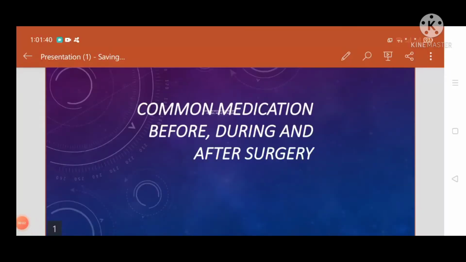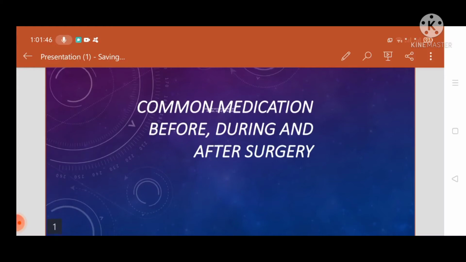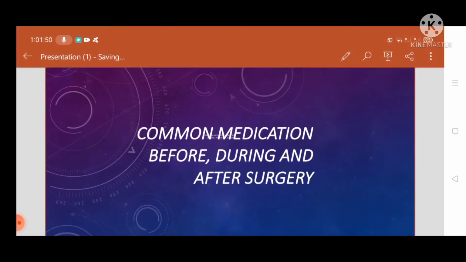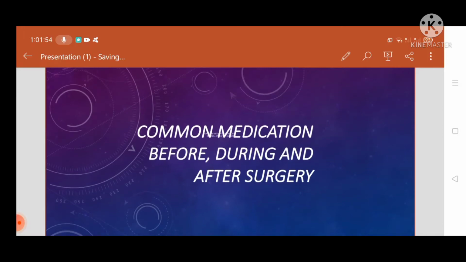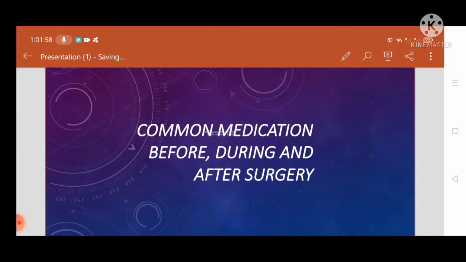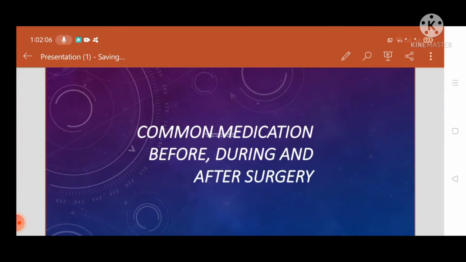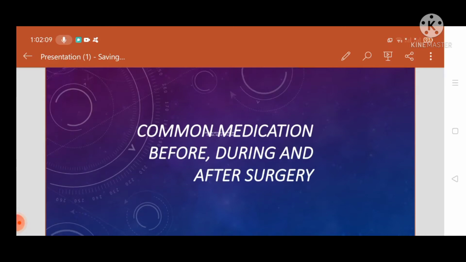This is Juboy Laton Apaw, and I will discuss to you the common medication before, during, and after surgery. The drugs commonly used before, during, and after surgical procedures vary widely from patient to patient. This is because the specific drugs you receive are based on the type of surgery you are having, the anesthesia you will be undergoing, and any underlying health problems you have.